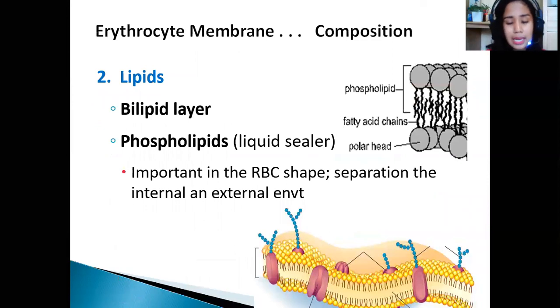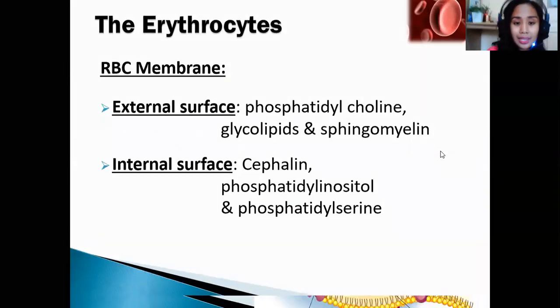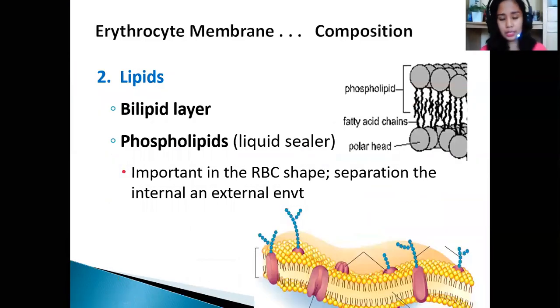So the lipids, class, are in a bilipid layer. So dalawang layers of phospholipids with the head and with the tail. So they are the liquid sealer. So they separate the internal and external environment. It makes your red blood cell waterproof.